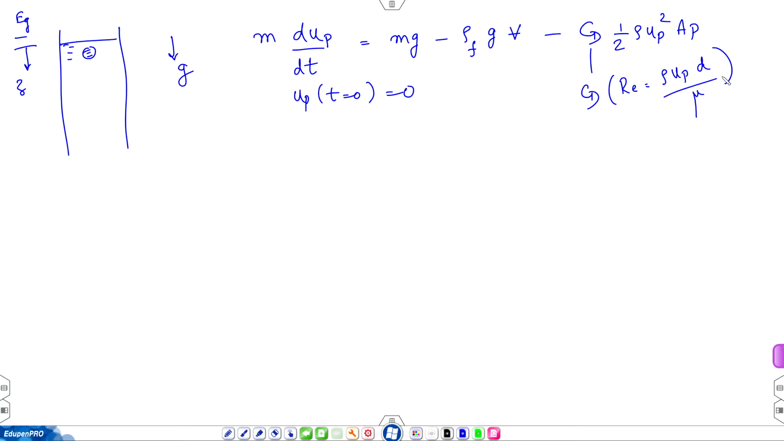Once you have particle velocity, you can integrate particle velocity and get particle position. If you integrate velocity, what will you get? Position, right? So, you can trace its movement in time. Of course, you can look at the limiting case. See, initially what is the velocity? It is 0. So, what do you expect the solution to be?